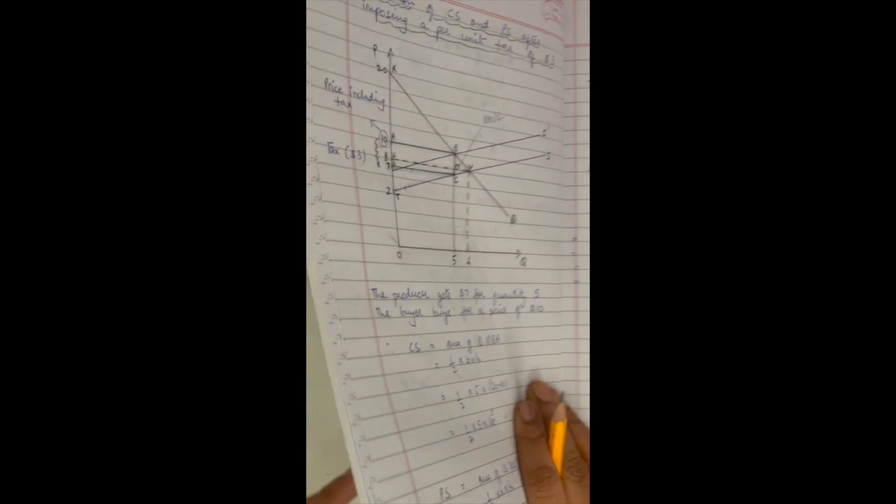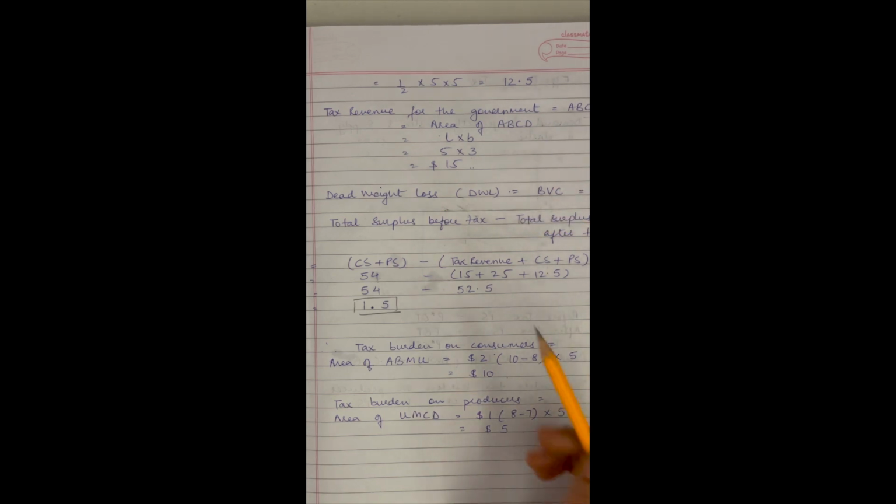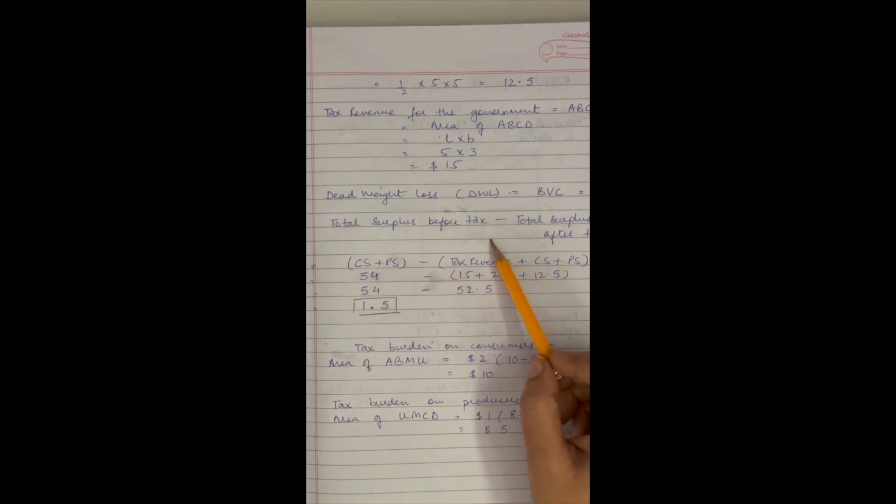All right. So now coming back to this, how do we calculate this deadweight loss? Now there are two ways. One, you can again calculate with the area of a triangle. So you have this triangle BVC, so it's half into base into height. You can do that. Or you can also say that total surplus before tax, minus the total surplus after tax, gives you your deadweight loss, right?